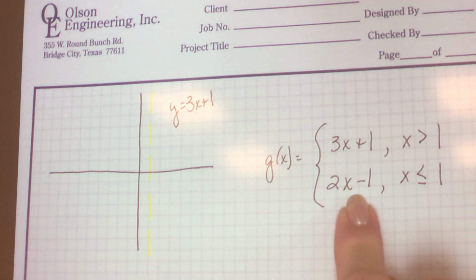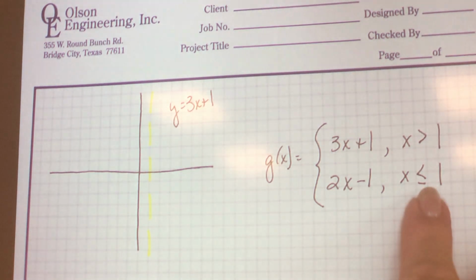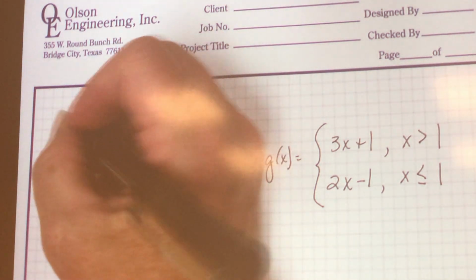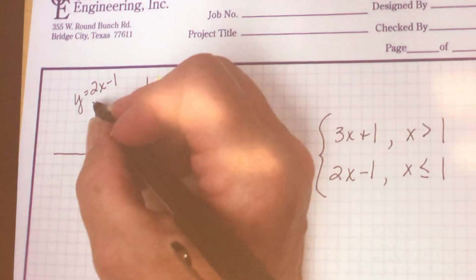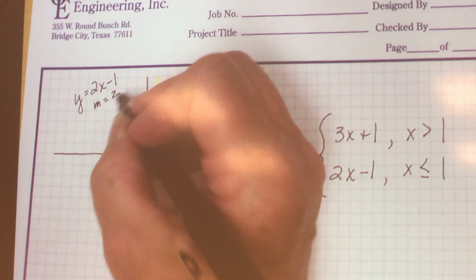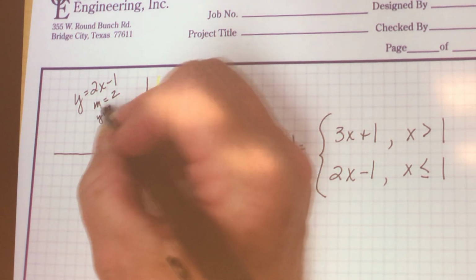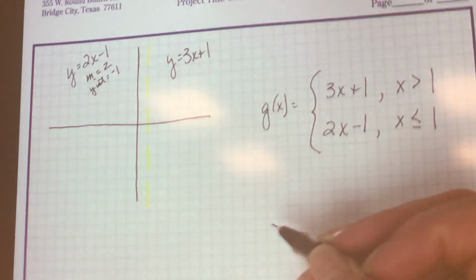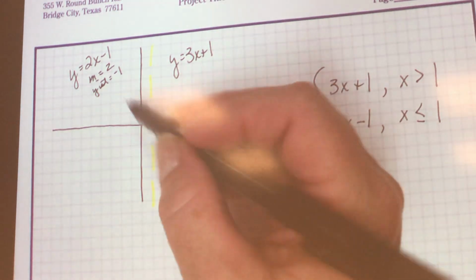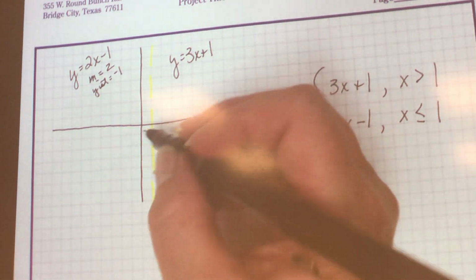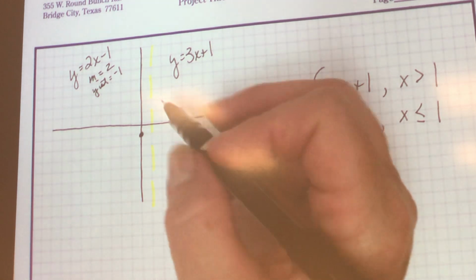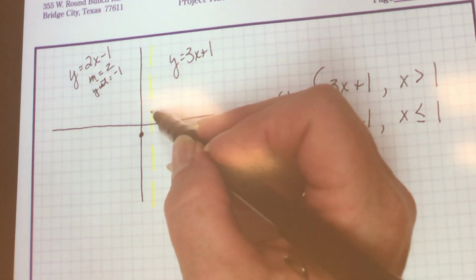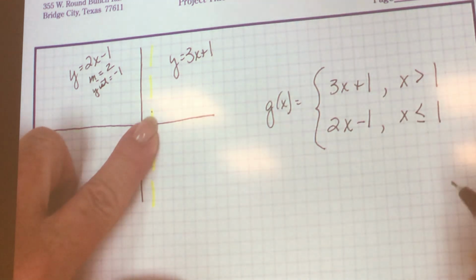Okay, where does he go? He goes over here, where the x's are less than or equal to 1. So let's do him. My slope is 2 and my y-intercept is -1. Do you agree? Okay, so this should be pretty easy, right? My y-intercept's -1. My slope is 2, so I go up 2 and over 1. Oh, I'm on the line, okay?